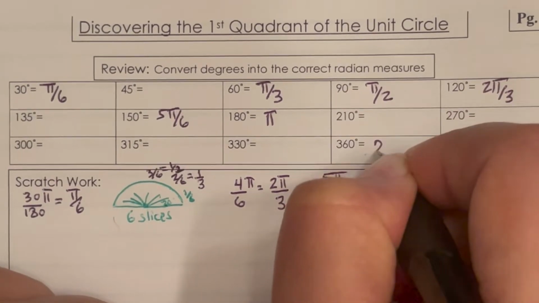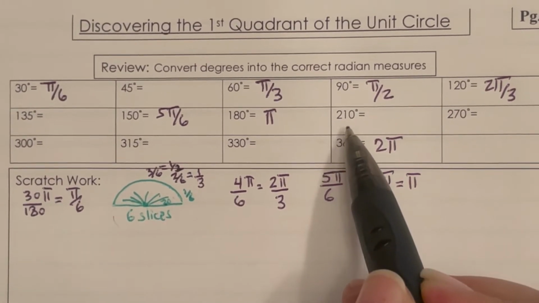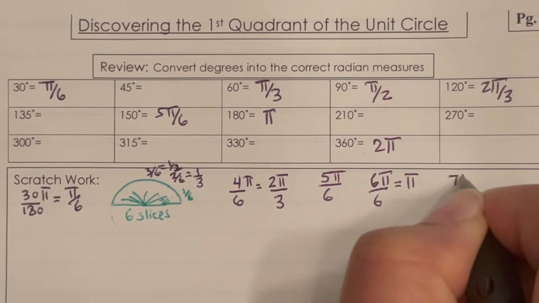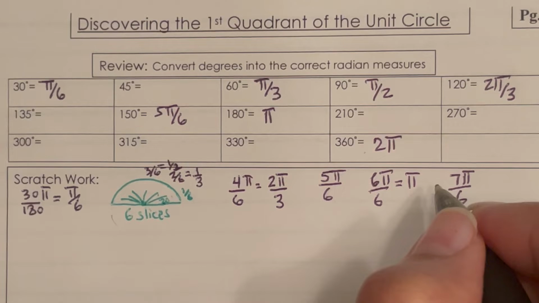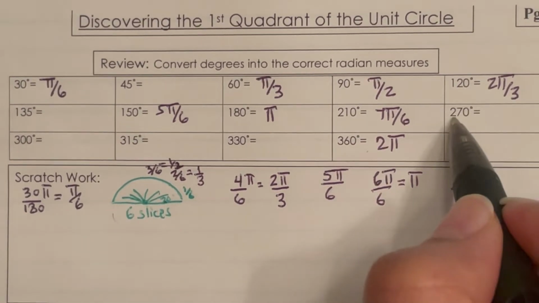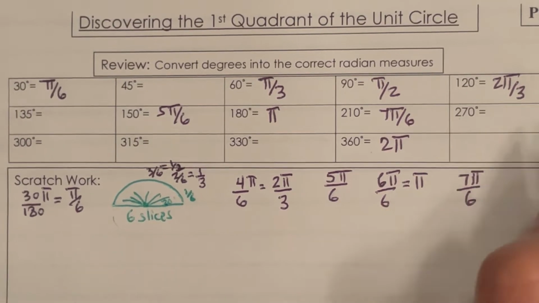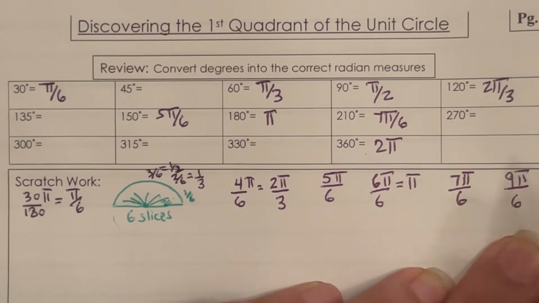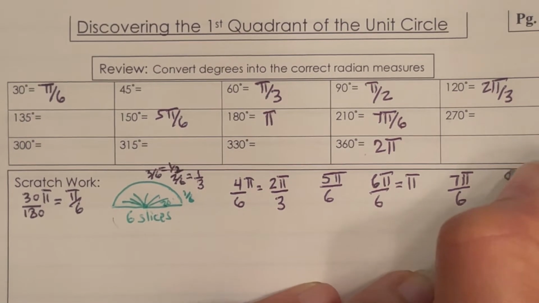210. 3 goes into 21 7 times, so we have more than 6 slices, but that's okay. So it's still 7 pi over 6, and that doesn't simplify. So we're going to base everything off this 30, but you can do bigger numbers too, but we're just going to focus on the 30. All right, 270, 3 goes into 27 9 times, so that's 9 pi over 6, but you can simplify that, which simplifies to 3 pi over 2.